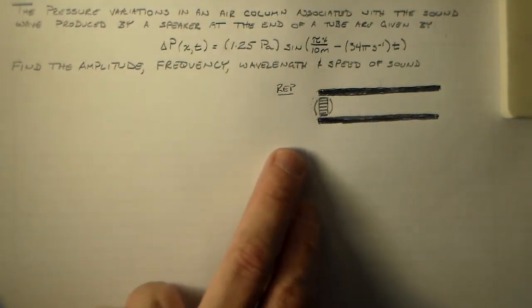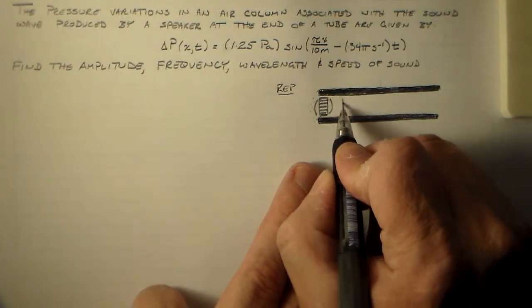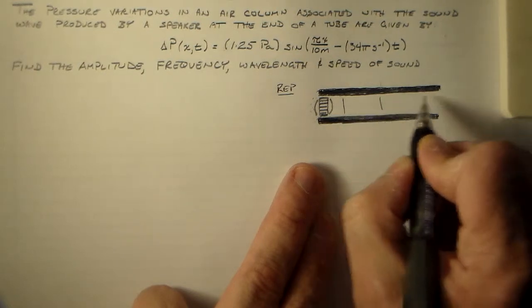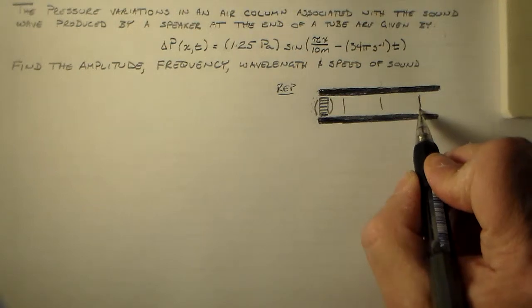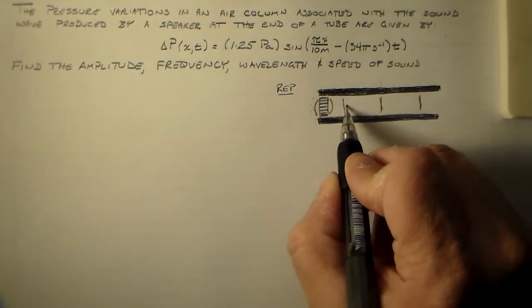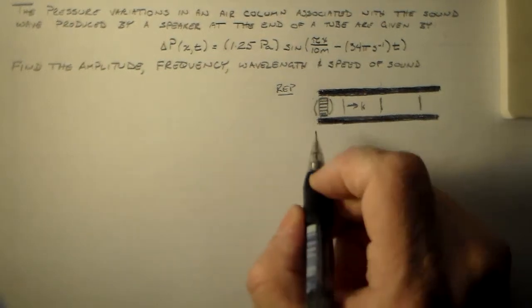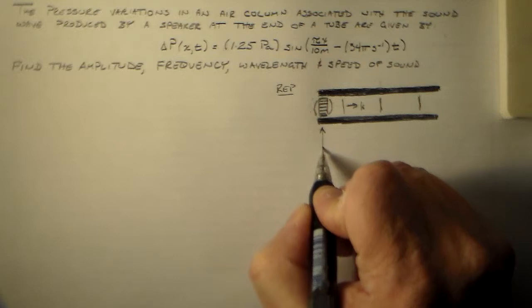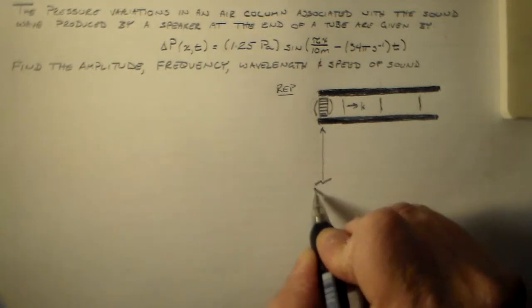So here I've got my speaker, and what I'll do is I'll just draw out some wavefronts here. And let's see, there's another wavefront there and another wavefront there. Those are about equal. They should be perpendicular to this thing. They're propagating in this direction. That would be k, that propagation constant.